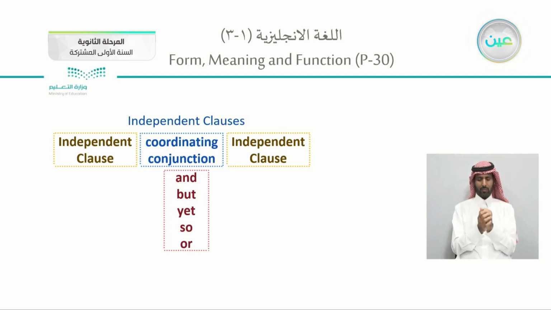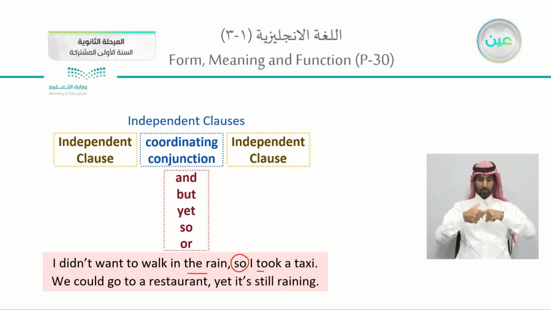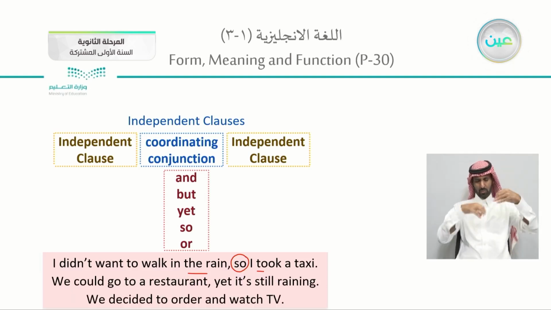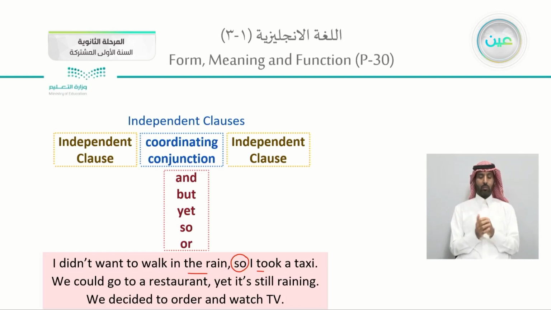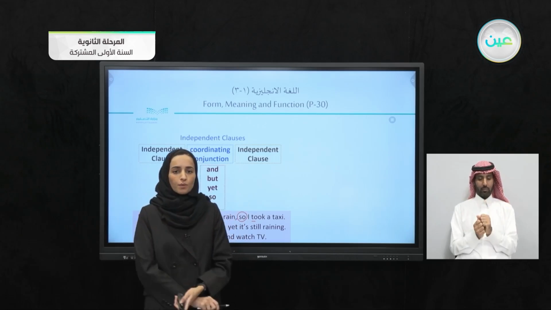Coordinating conjunctions, examples for them, some of them are and, but, yet, so, and we're having or. Like, I didn't want to walk in the rain, so I took a taxi. Here we have used so to connect the two sentences. Also, we couldn't go to the restaurant, yet it is still raining. We decided to order and watch TV. So it connects two independent clauses. Two ideas, we will connect them together.